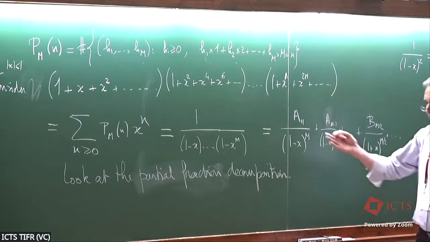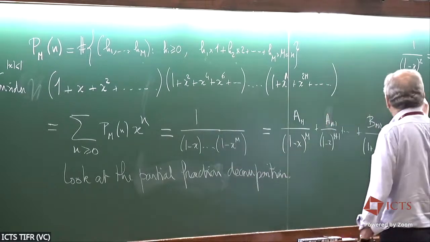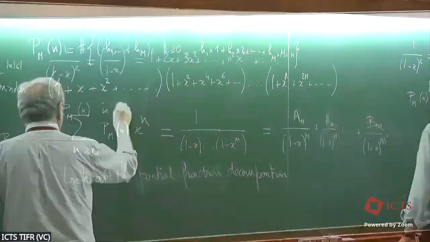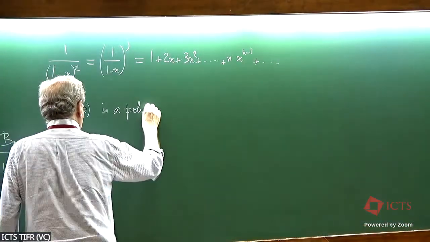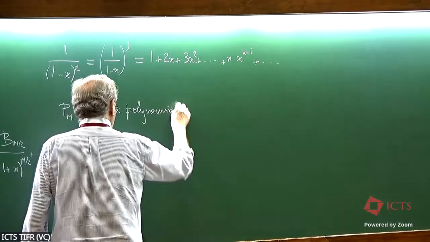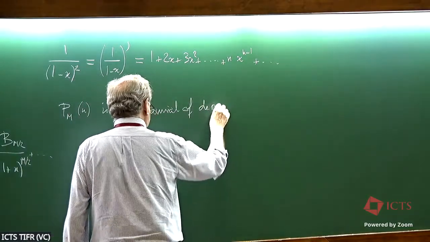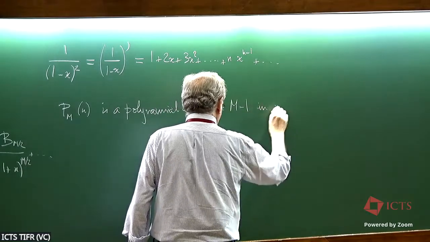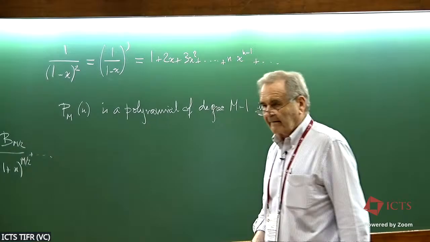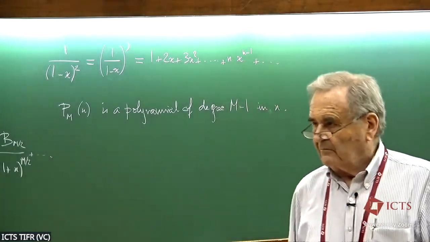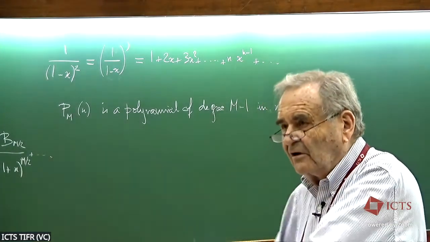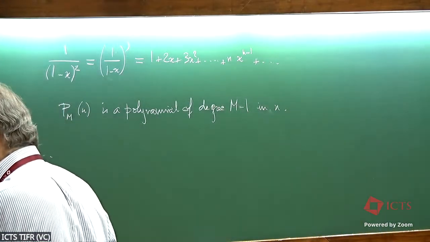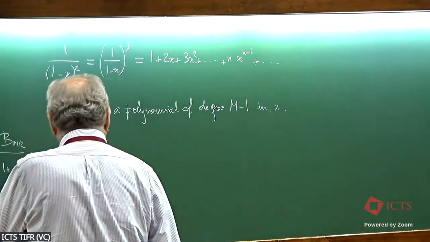So essentially, it tells you immediately that P_m of n is a polynomial of degree m minus 1 in n. So this is not the circle method, but it is the use of generating functions. Everything is good to use in some way. Fine.